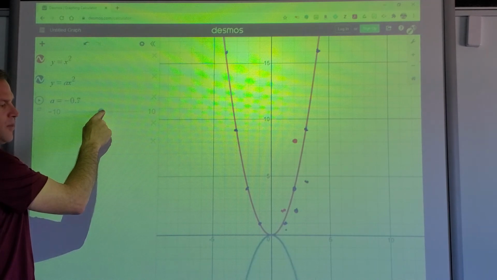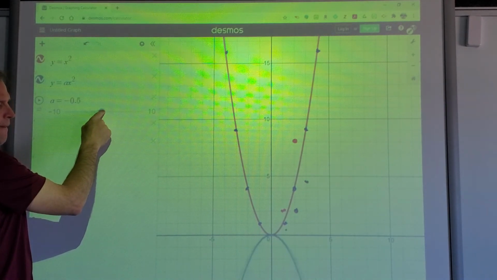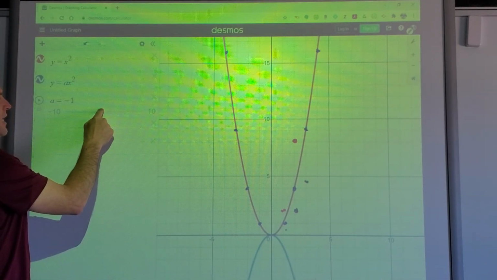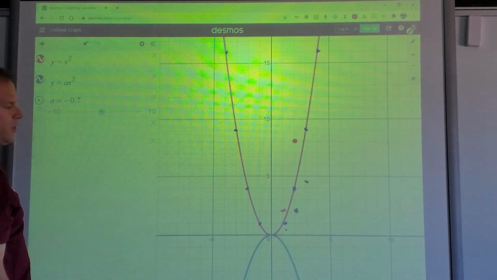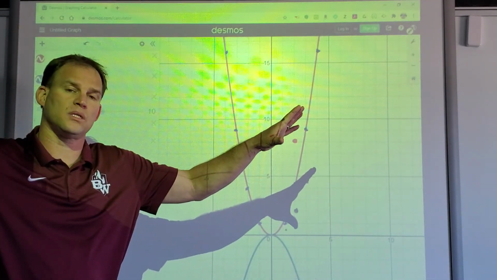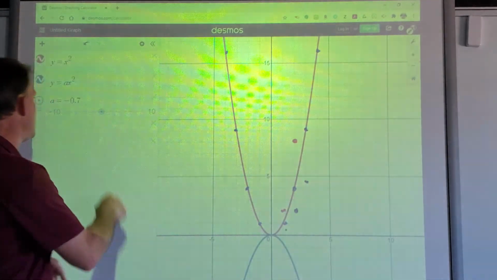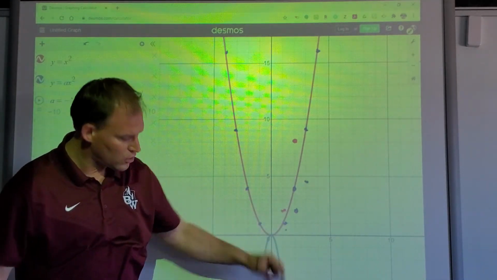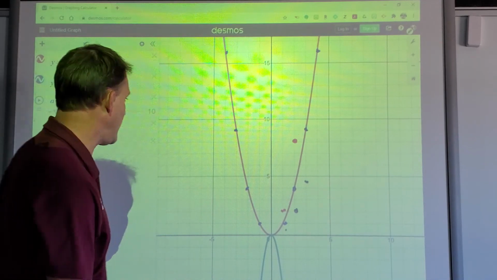Yeah, it's going to flip upside down. Look at it down there. So negative does the same thing. Negative less than 1. So I'm looking at negative 0.7. It's wider than normal because it's less than 1, but it's upside down. If I go to negative 4, negative 5, it's skinnier than normal and it's upside down. All right?